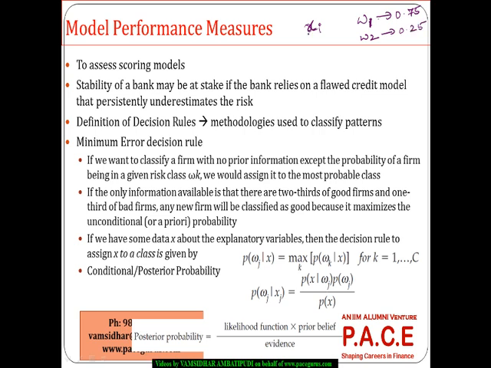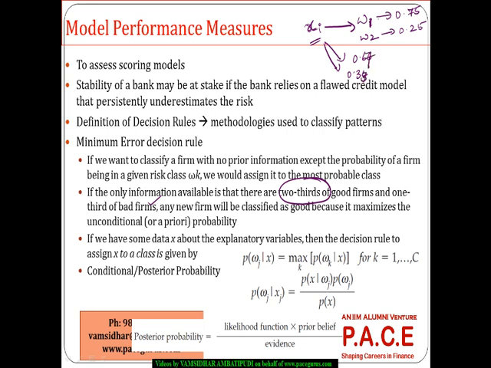Then the best way, if I don't have any other information, to put it into a group is to put it directly into W1, because there is a 75% chance that it belongs to W1. If the only information available is that there are 2/3 good firms and 1/3 bad firms, the probability that it will go into good is around 0.66, and into bad is 0.34 or 0.33.